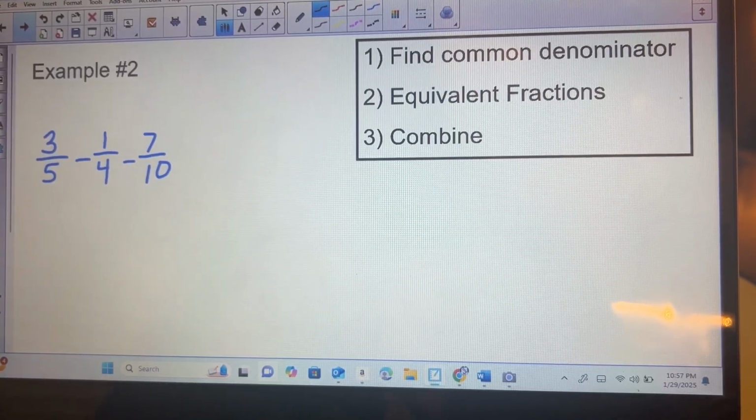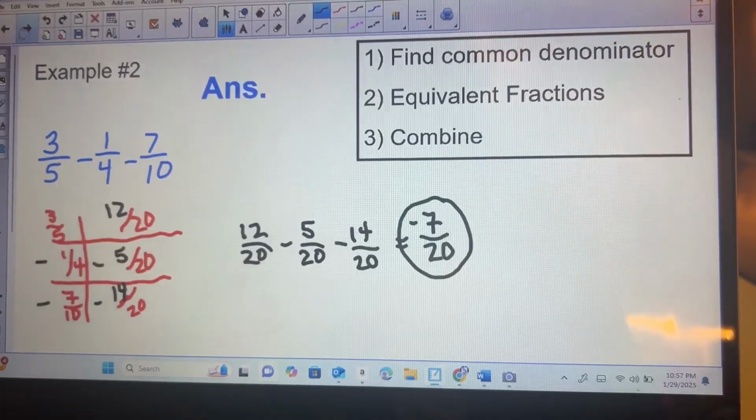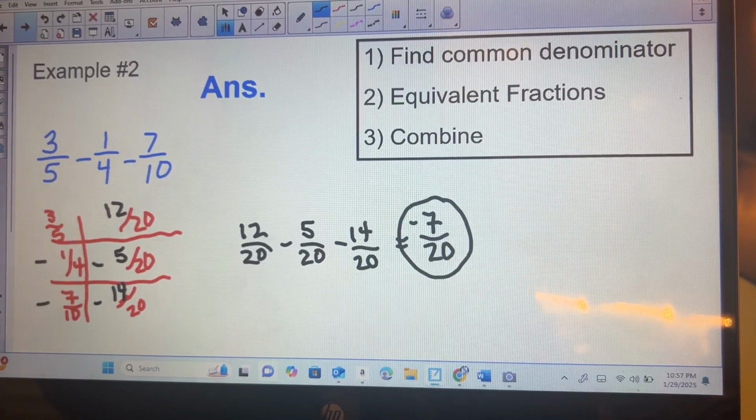Take a minute to answer this question: finding the common denominator for 5, 4, and 10. If you write 3/5, 1/4, or negative 1/4, negative 7/10, the common denominator would be 20. 10 times 2 is 20. 2 times negative 7 is negative 14. Negative 5 times 1 is negative 5, and 5 times 4 is 20. So the 4 times 3 in the numerator should give you 12.